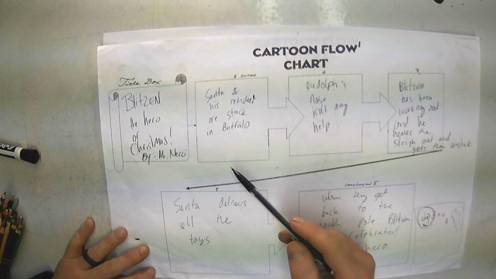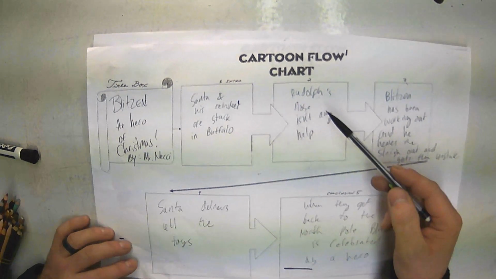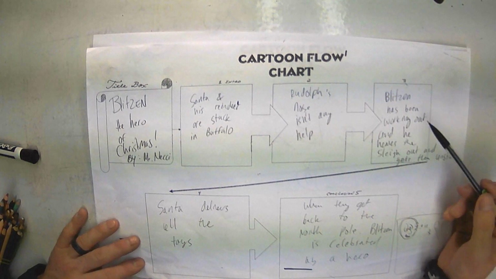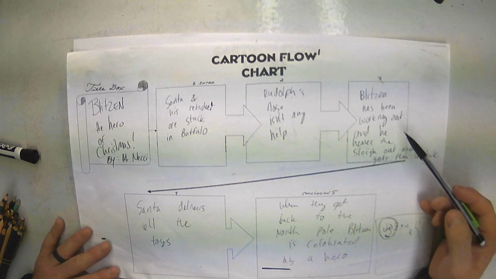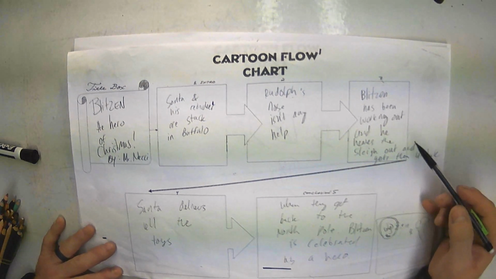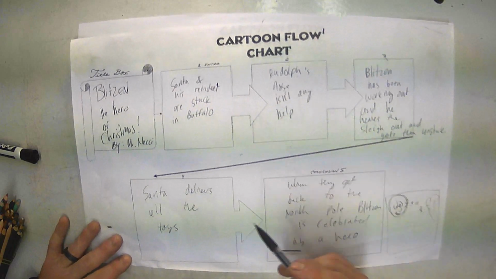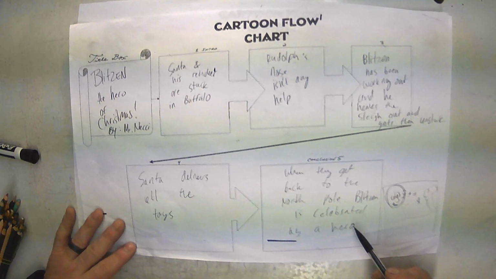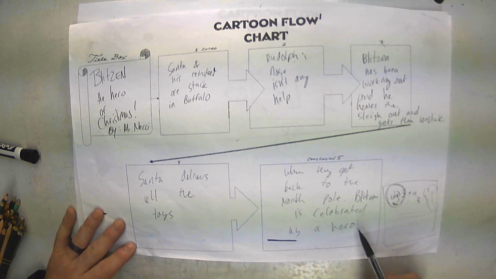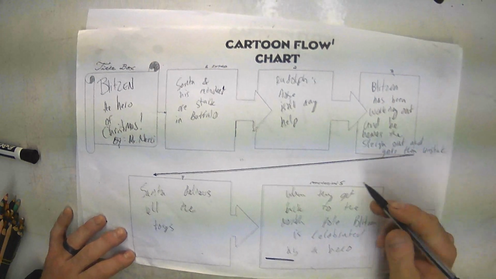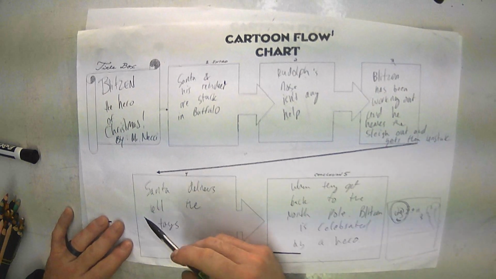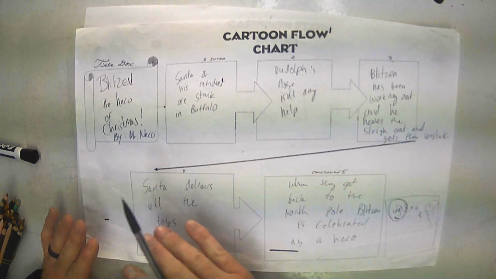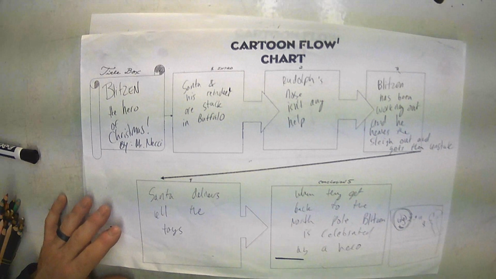So this one says Santa and his reindeer are stuck in Buffalo. Number 2 says Rudolph's nose isn't any help. 3, Blitzen has been working out, and he heaves the sleigh out of a snowbank and gets them unstuck. Santa delivers all the toys. When they get back to the North Pole, in conclusion, Blitzen is celebrated as a hero. So that's my story. Okay? That's what you do. It's just sort of a simple step-by-step to lay out your story.